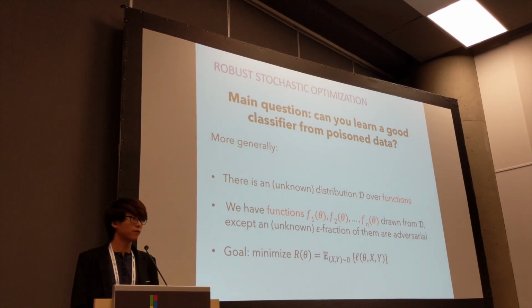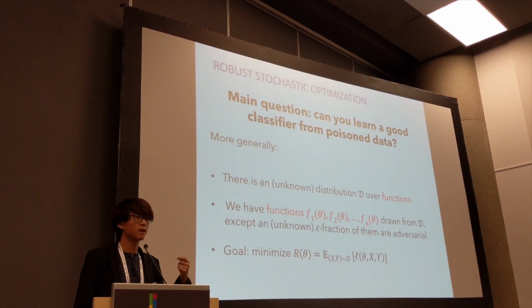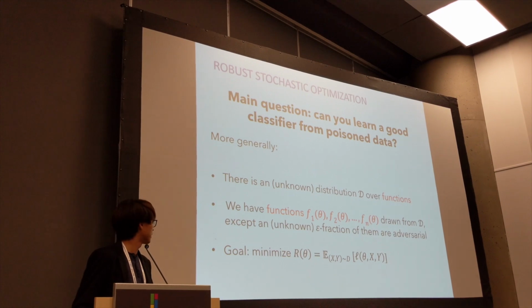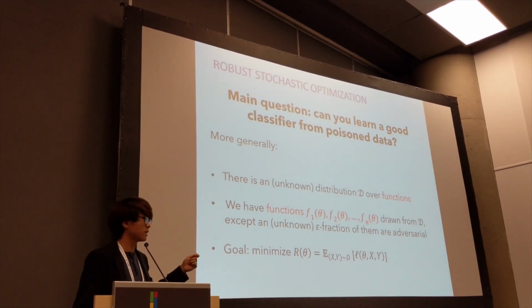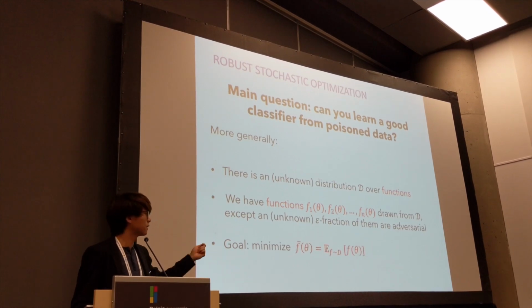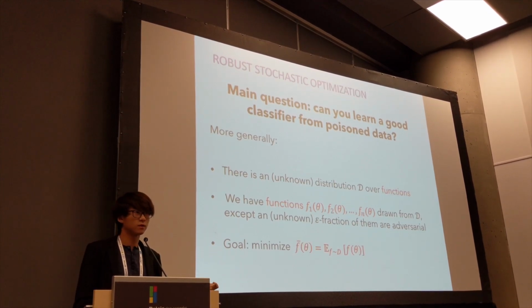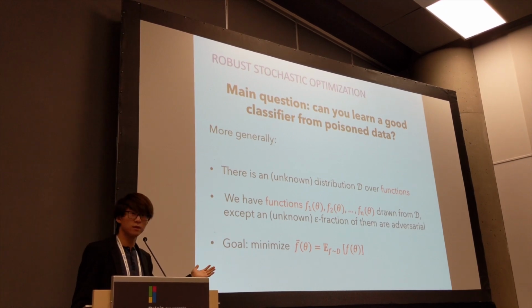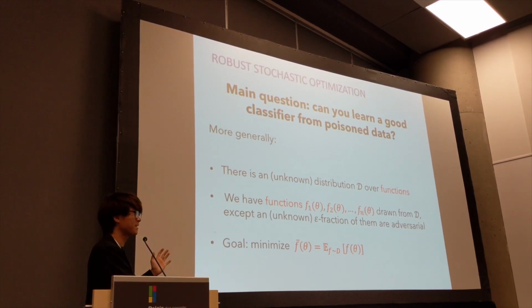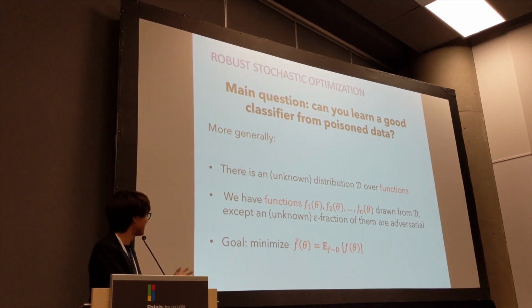We have functions f1 through fn drawn from this distribution, but again, an epsilon fraction of these could potentially be adversarial. And now, finally, our goal is, instead of just minimizing the expected loss, we can just think of minimizing the expected function. So this is just a standard setting for stochastic optimization. Hopefully this makes sense. If it doesn't, please say something, because this is what we're going to be talking about.